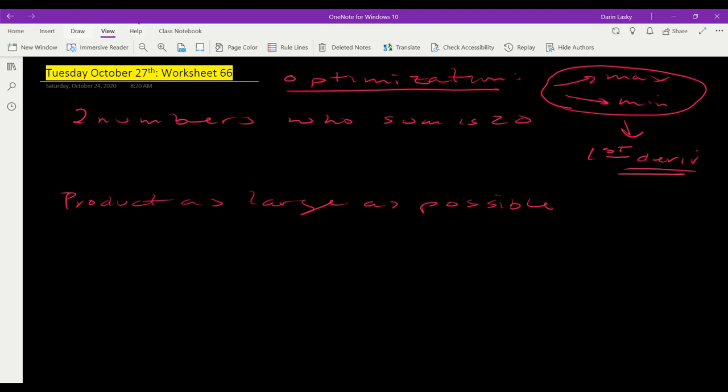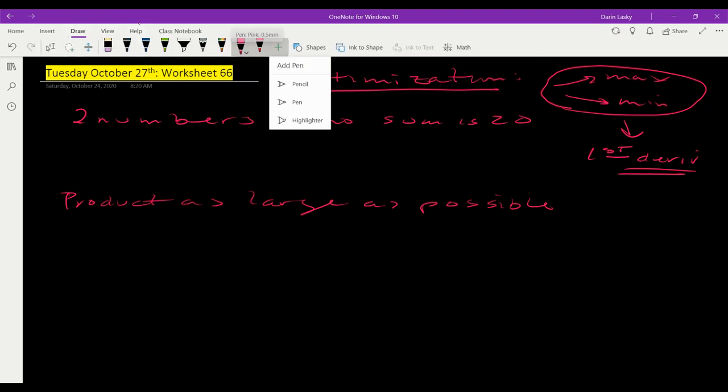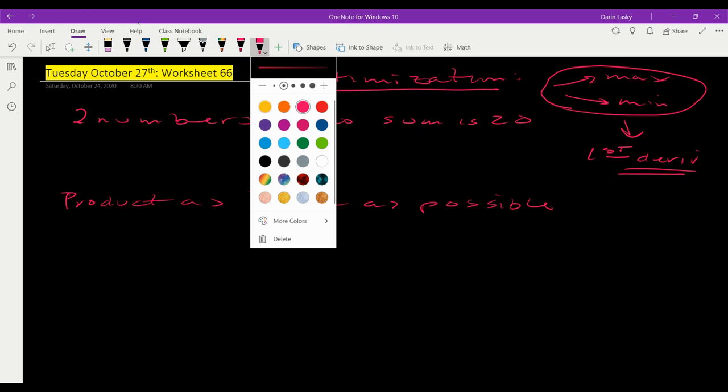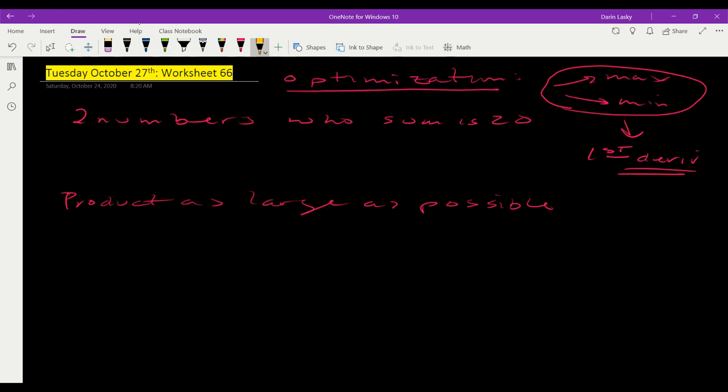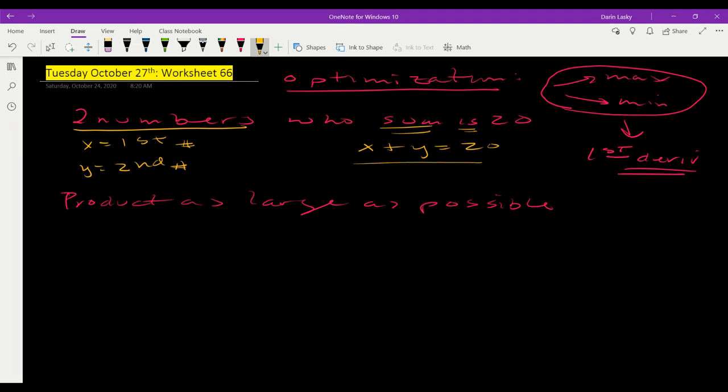We need to draw here. Let's go ahead and look, and we'll change this one to yellow. So we have two numbers, x and y. Let's say x equals the first number, y equals the second number. Correct? And so that means their sum, we're adding them together, so x plus y equals 20. All right, so that's our basic setup right there.